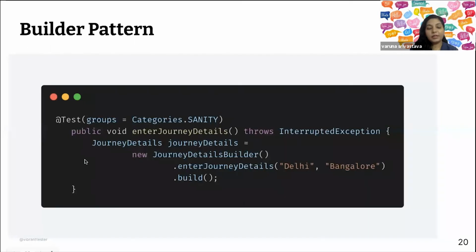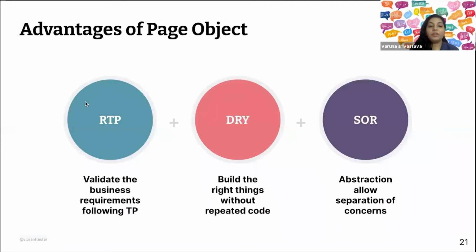Now let's look into what are the different advantages you would have noticed or seen while using page objects. The very first thing which comes with my experience is it respects the test parameter. It validates the business requirements and your user actions. So your user journeys and your personas are getting validated, and your test parameter is being respected. Your unit test, your integration test, and others remain the same.